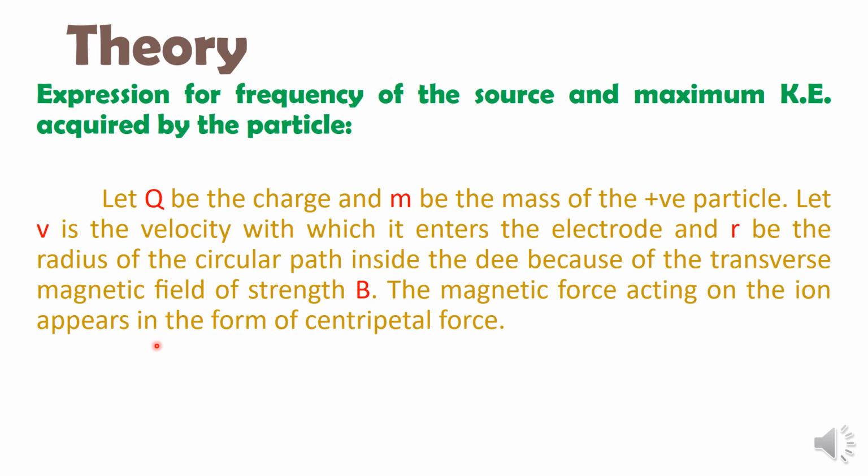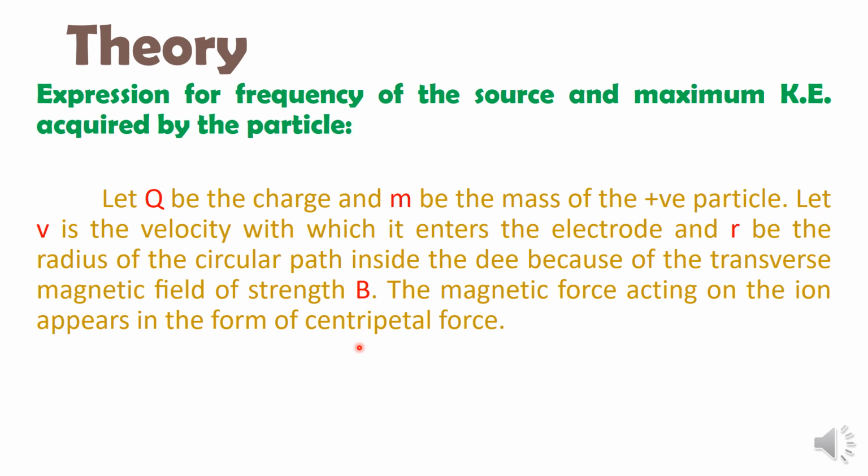So here let us assume that Q is the charge and M is the mass of the positive particle, and let V be the velocity with which it enters into the electrode. Because of the transverse magnetic field, this charged particle will describe a circular path, and let R be the radius of the circular path and B the magnetic field.